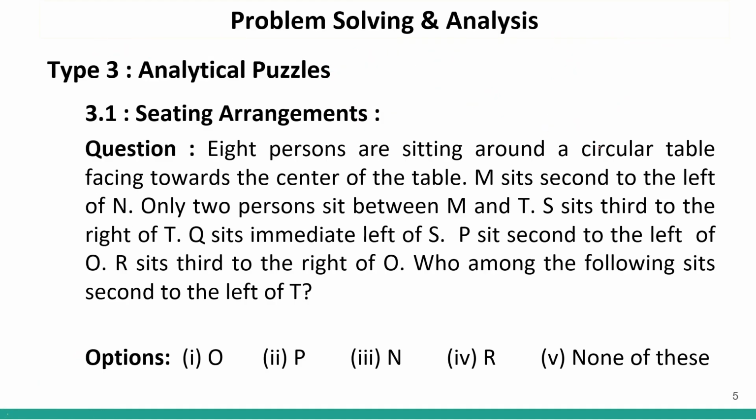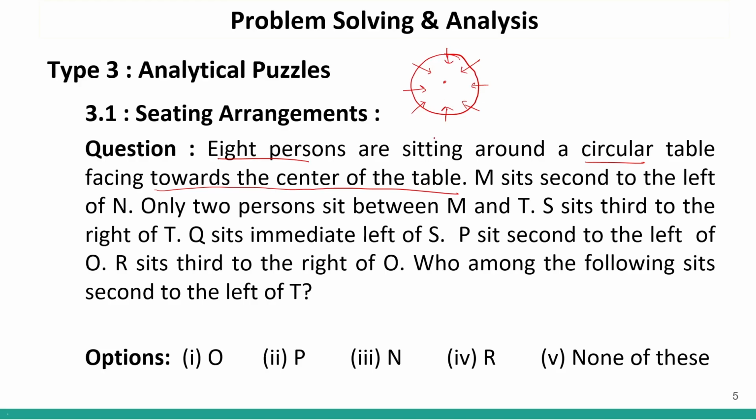So this question is of circular seating arrangement. 8 people are sitting around a circular table facing towards the center of the table. So this is already given to us. So 8 people, 1, 2, 3, 4, 5, 6, 7, and 8. They are sitting in a circle and everybody is facing towards the center. This is given in the question.